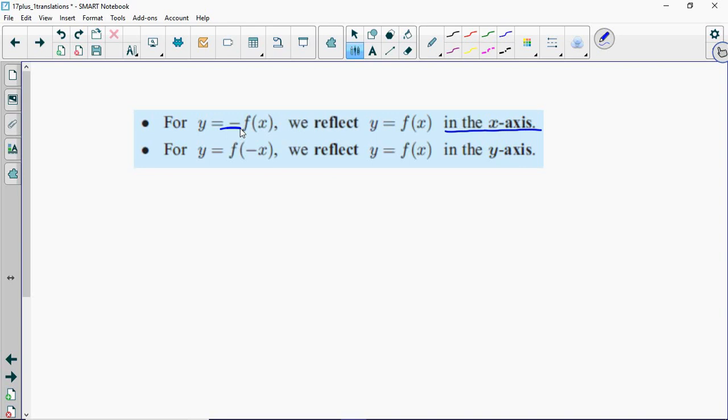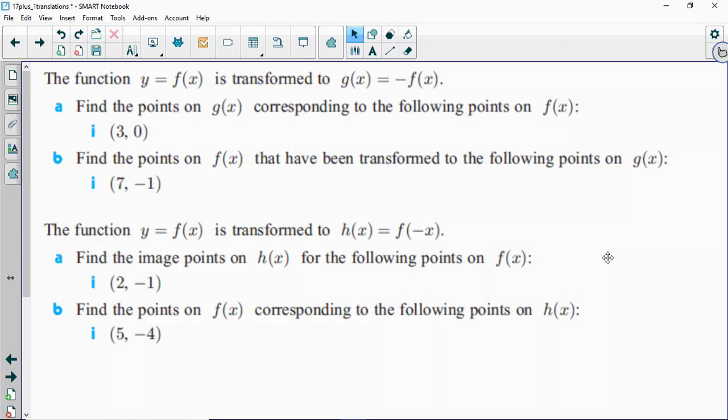And if we put the negative inside the parentheses, everything horizontally happens inside the parentheses, we're going to reflect in the y-axis. This is the only case where there's not any funny business about the horizontal thing not doing what I think it should do. This one behaves perfectly well. It's just a horizontal reflection. So let's do those same problem types again. Where do the points start off at?